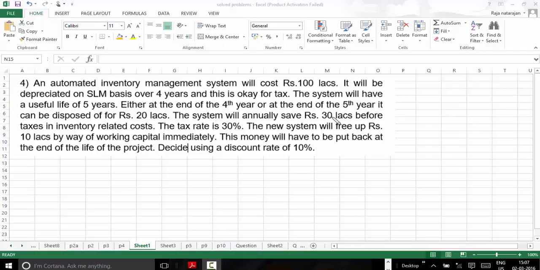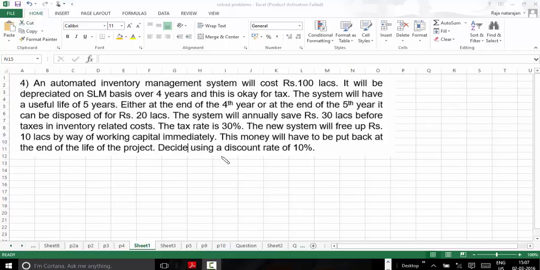The system will annually save rupees 30 lakhs before taxes and inventory related cost. The tax rate is 30%. The new system will free up 10 lakhs by way of working capital immediately. This money will have to be put back at the end of the life of the project. Decide using a discount rate of 10%.